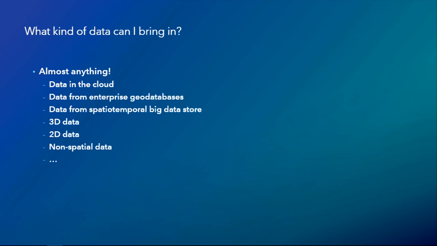You can bring in data in the cloud, you can have data in your enterprise geodatabases, for example, the spatiotemporal big data store, and that applies too to raster data stores. If you have data lakes, the way to get your data in from data lakes is to go through the spatiotemporal big data store. You can bring in 3D data, we saw the space-time cube, 2D data, you can bring in non-spatial data, of course.